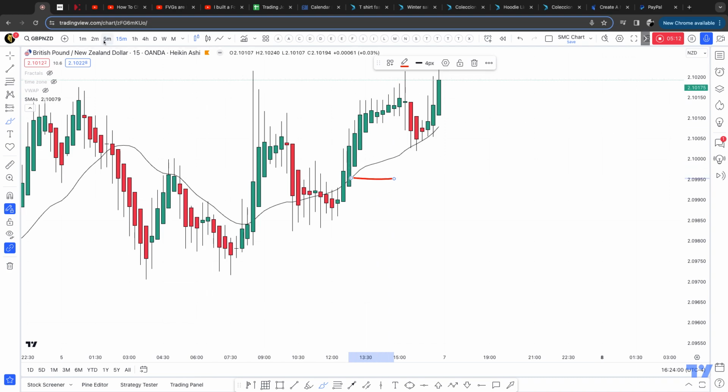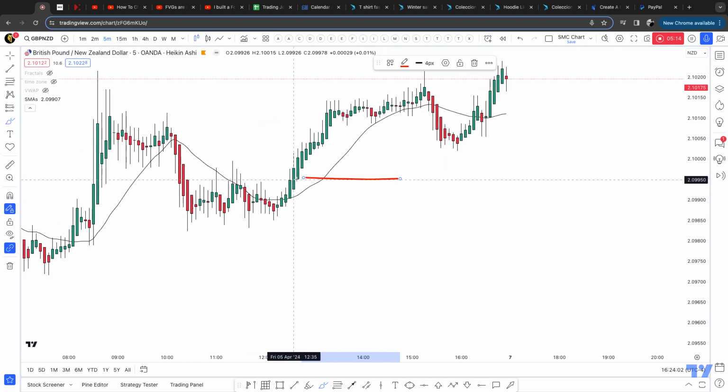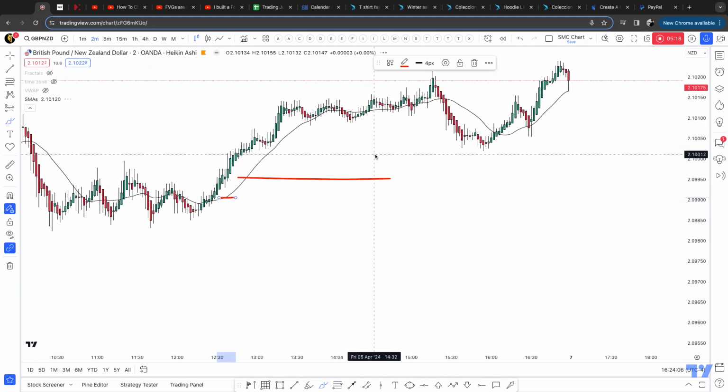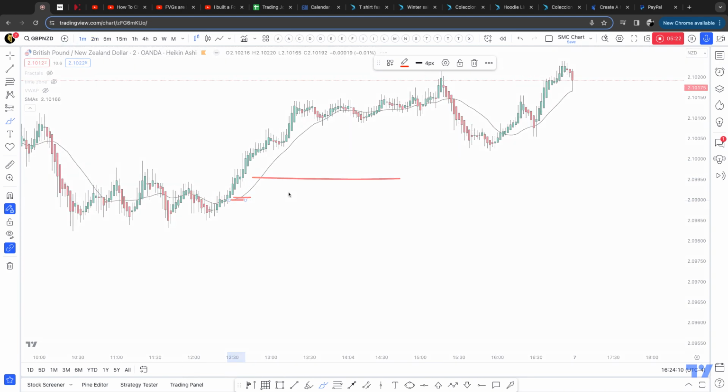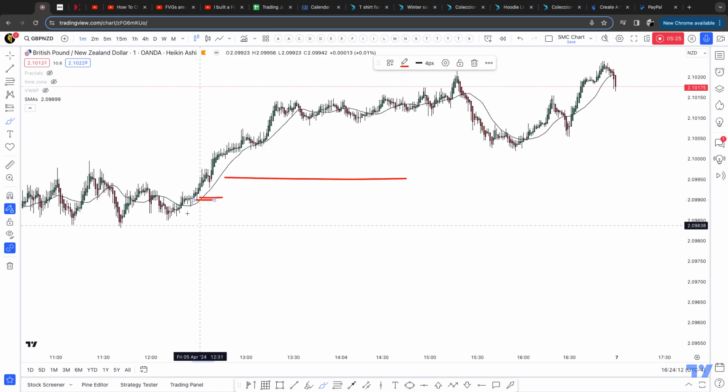That's the break. Let's go 5-minute. Now on the 5-minute, it looks like the break happened here. If I go to the 2-minute, you see a gap right here, the break. If I go to the 1-minute, a lot earlier. So right here. So you see the difference.